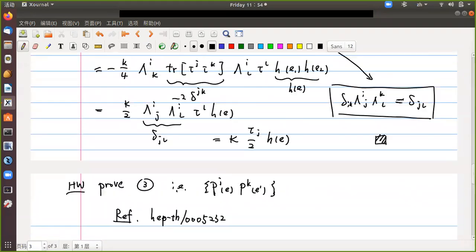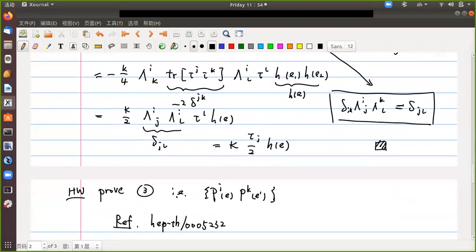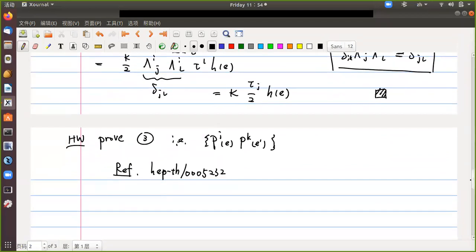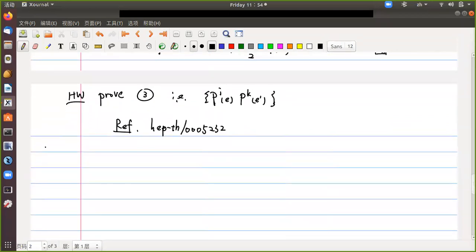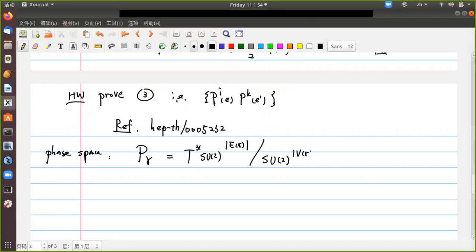Any question about the derivation? Okay. All right. Now we have our phase space on the lattice. I will call it P gamma. It depends on the lattice gamma. It is just the cotangent bundle of SU2 to the power number of edges, modulo gauge transformation, quotient gauge transformation. The gauge transformation group is SU2 to the power number of vertices.